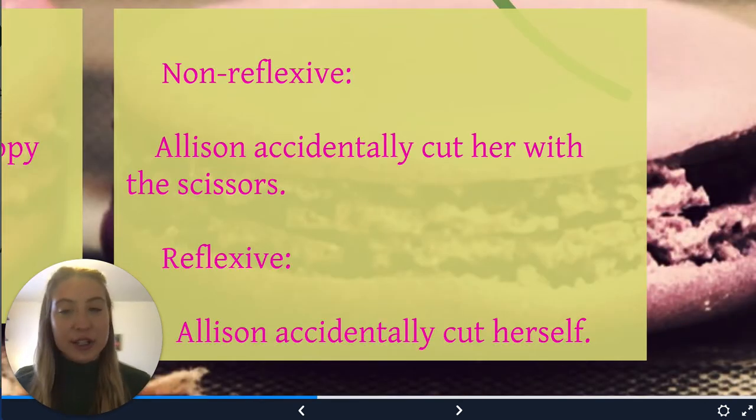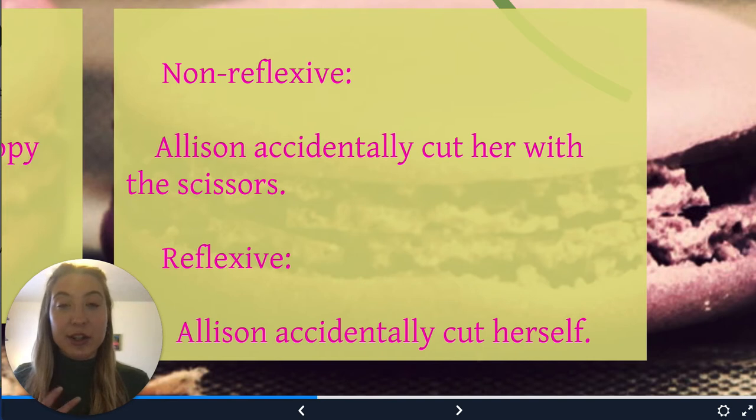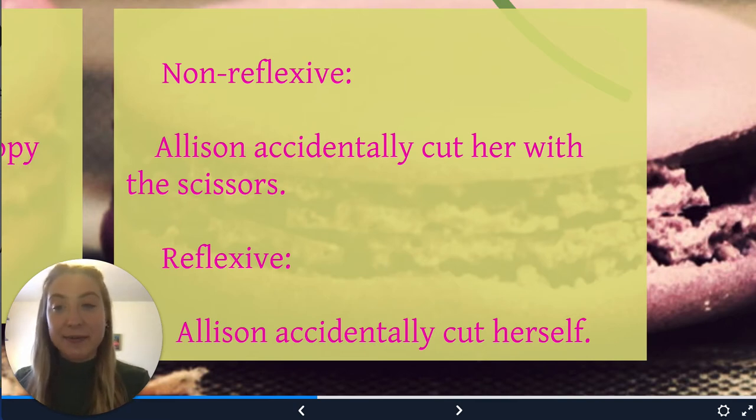So here's another example with our personal pronouns and our reflexive pronouns. If I say Allison accidentally cut her with the scissors, if I'm using her, I'm not talking about Allison. She accidentally cut someone else. So it's not reflecting back and it doesn't end with self or selves. But if I say Allison accidentally cut herself, since it ends in self or selves, I'm referring back to the subject the sentence is about. I'm referring back to Allison.